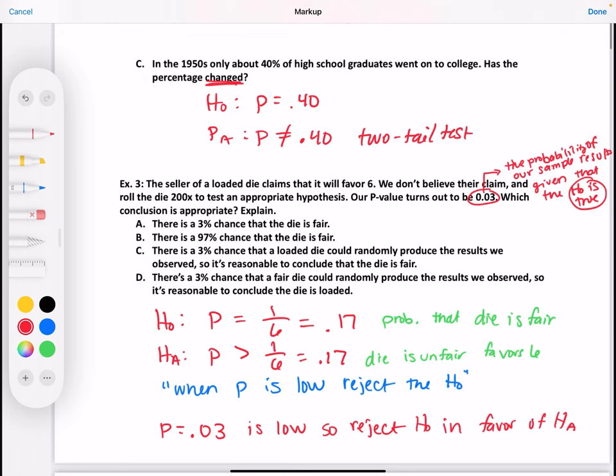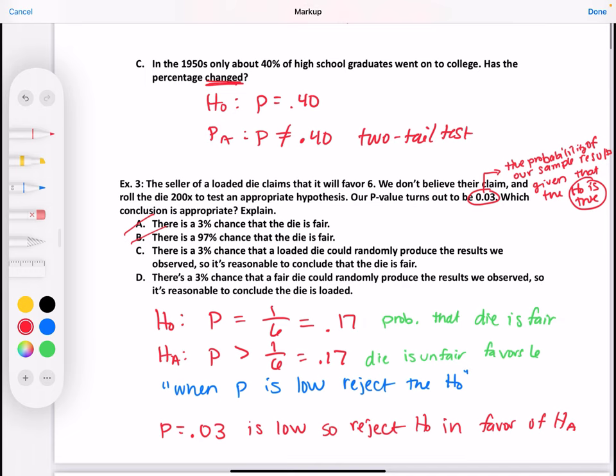So A and B just don't make sense. So it's got to be C or D. So there's a 3% chance that a loaded die could randomly produce the results we observe, so it's reasonable to conclude the die is fair. Or there's a 3% chance that the die could randomly produce the results we observed, so it's reasonable to conclude that the die is loaded.